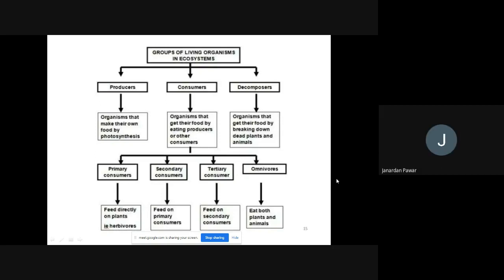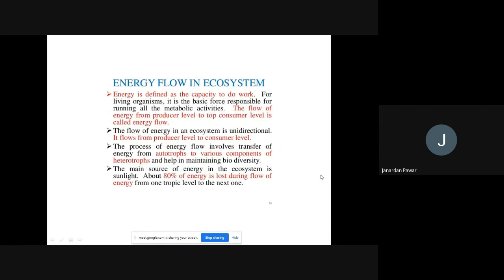Okay, so this is for groups of living organisms in the ecosystem. Moving on to the next one, we are going to see something different: energy flow in the ecosystem. What sort of energy flow is there in the ecosystem? That also we are going to see. Look at the first one.